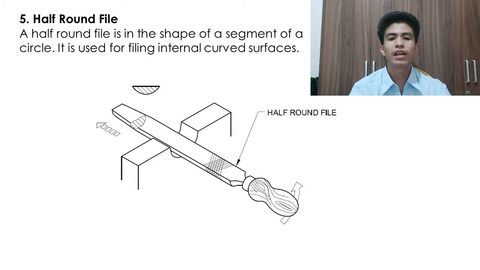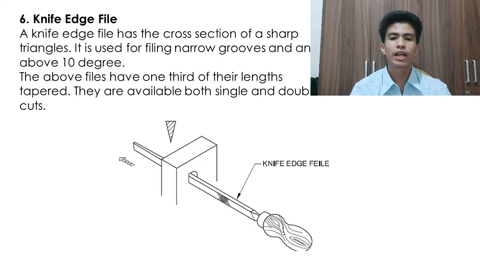The next one is the knife edge file. Knife edge file has a cross-section of a sharp triangle. Knife files are very thin and can fit into small gaps that make them very useful for filing narrow grooves and angles above 10 degrees.